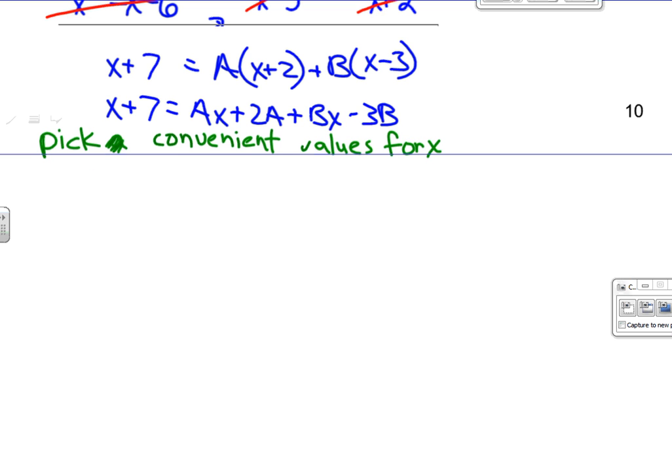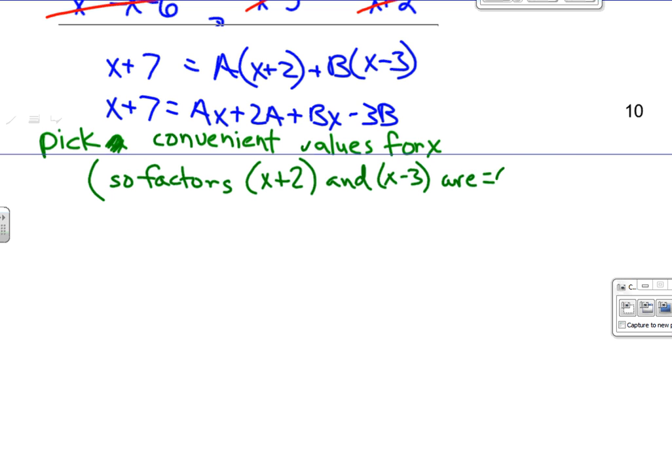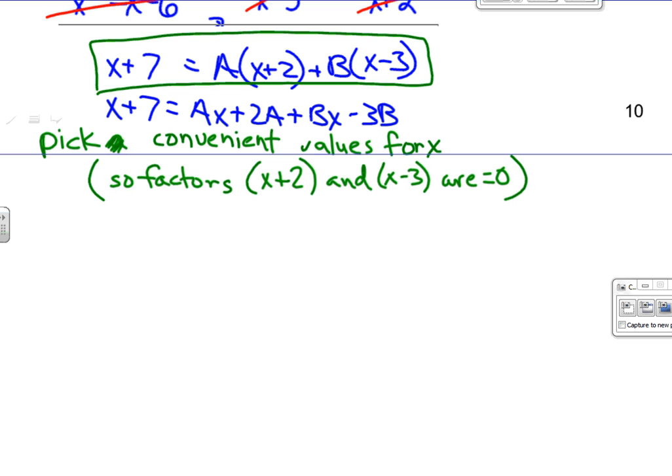And I'm probably going to pick them so that the factors x plus 2 and x minus 3 are equal to 0. And if you're not sure why that's a good idea, as you look at this, maybe I could have left it like that, that might help you figure out why I'm doing that. So that's my note to myself.